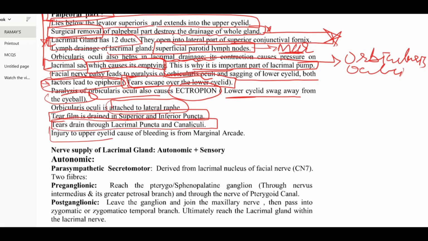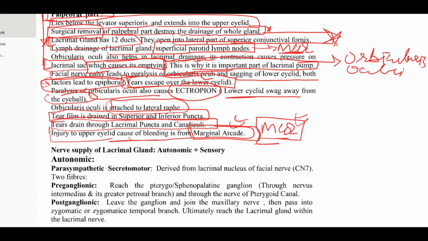Injury to the upper eyelid: the cause of bleeding is from the marginal arcade. This is a very frequently asked MCQ. Please remember this. So, if there is bleeding in the anterior chamber, that is from the circulus iridis major structure. Please remember this as well.